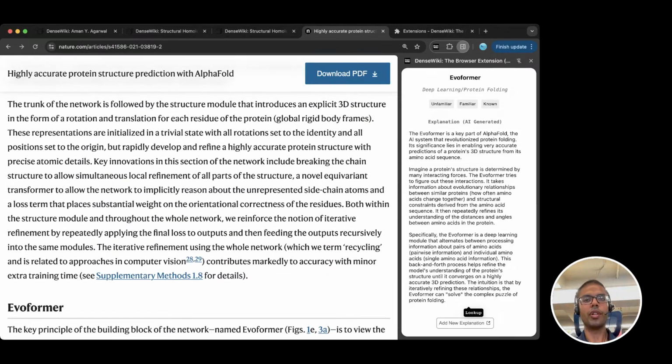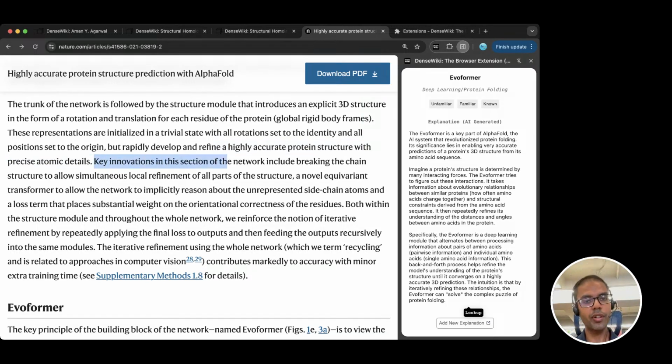Introduce a 3D structure in the form of a rotation and translation of each residue. Okay, so for each residue you have two values predicted. One is the rotation and one is the translation, the actual position, right? Initialized in a trivial state with all rotations set to identity and all positions set to origin, but rapidly developing and defining a highly accurate protein structure with precise atomic details. Okay.